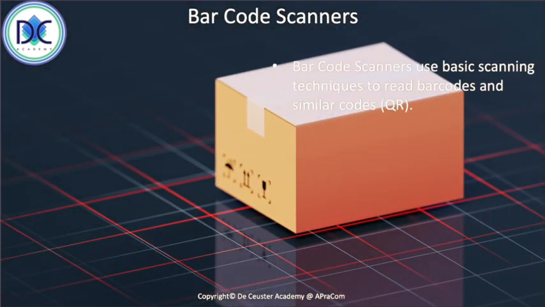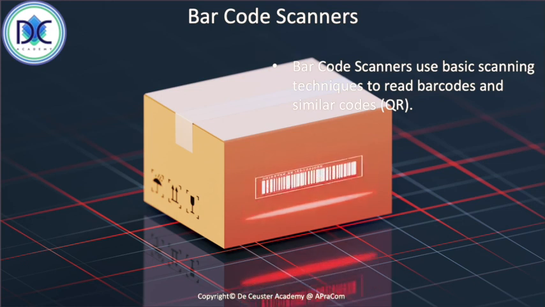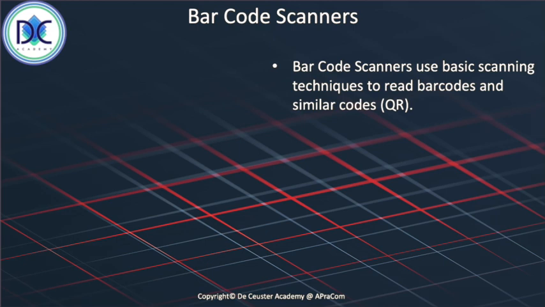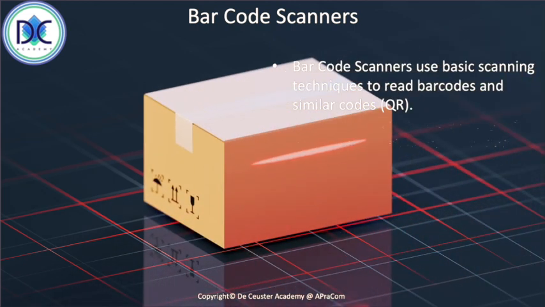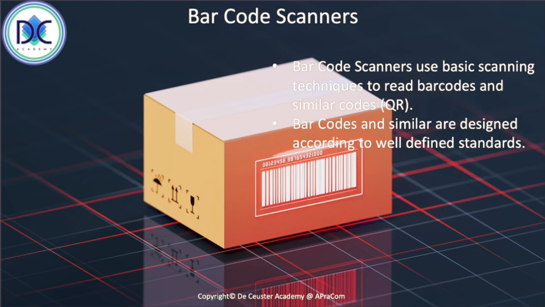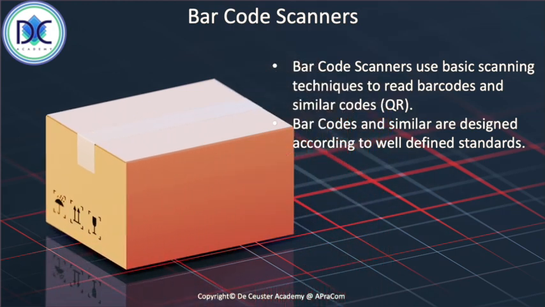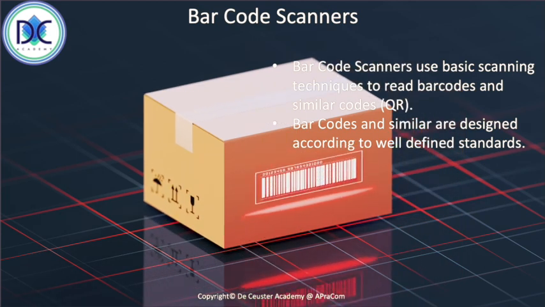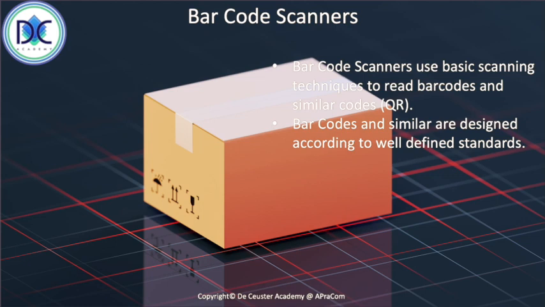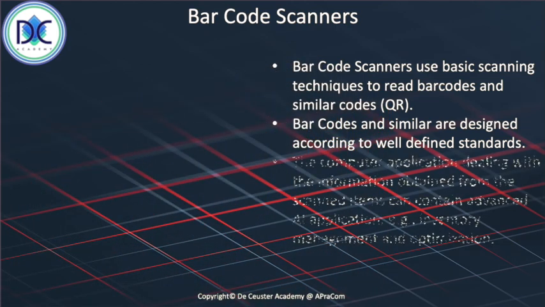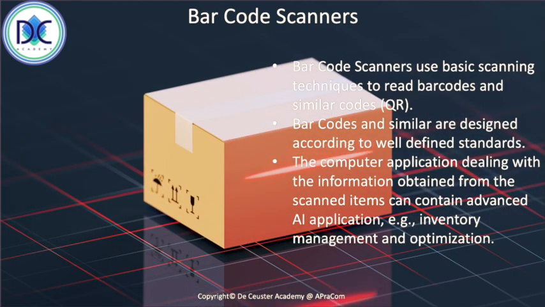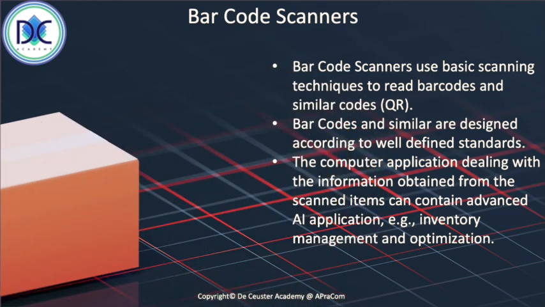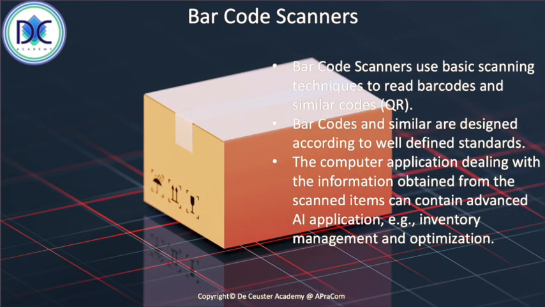Let's continue with the first element, which is about barcode scanners. Barcode scanners use basic scanning techniques to read barcodes and similar codes, for example, QR codes. They are well defined, they follow specific standards, and there are different standards for different applications that are typically recognizable by barcode scanner software. The instance of AI in the code scanners themselves is basically limited.